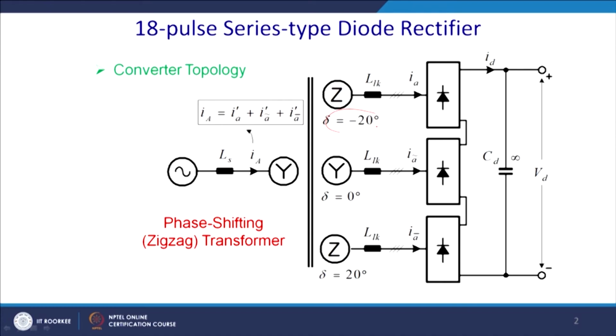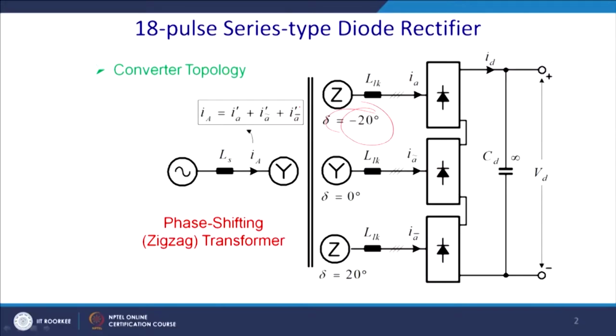It is because of the fact that if the 5th harmonic and the 7th harmonic are phase shifted by 30 degrees relative to the fundamental, they become exactly in phase opposition in the case of the star and delta, and thus they cancel each other, and in that way the 5th and 7th harmonics are eliminated. So, when you give a phase shift of minus 20 degrees and plus 20 degrees, you get a 20 degree phase shift.